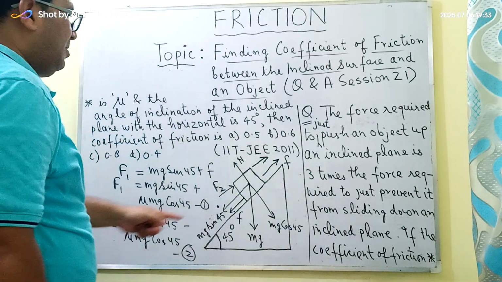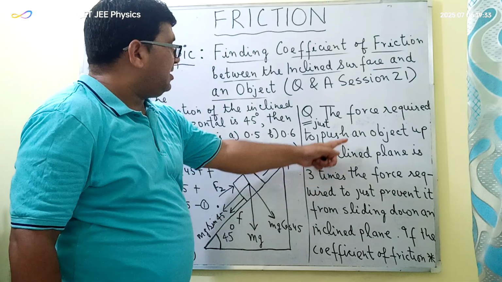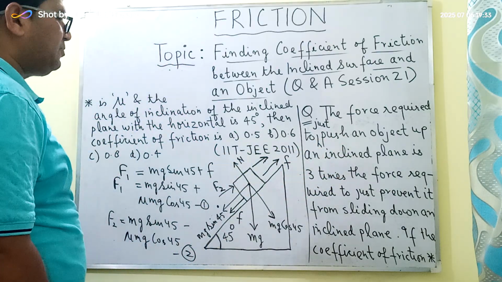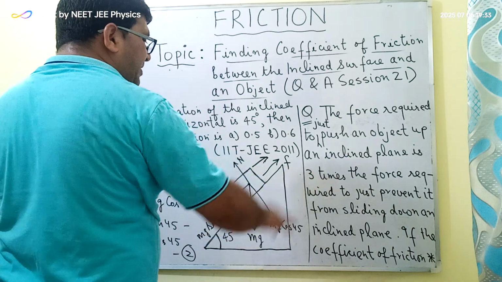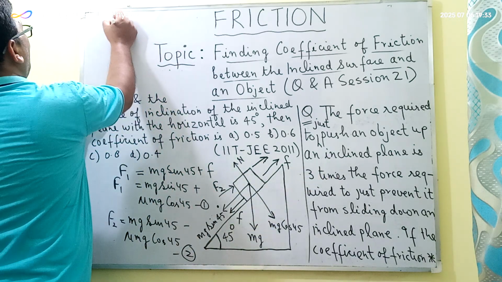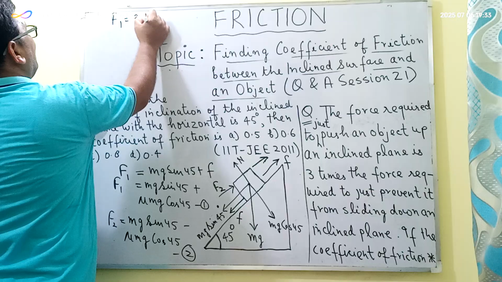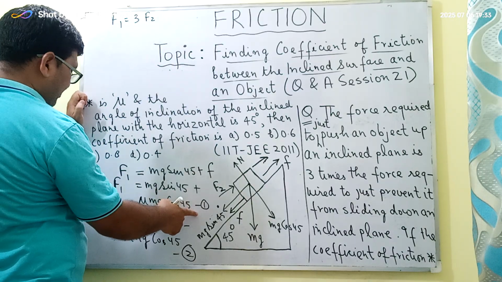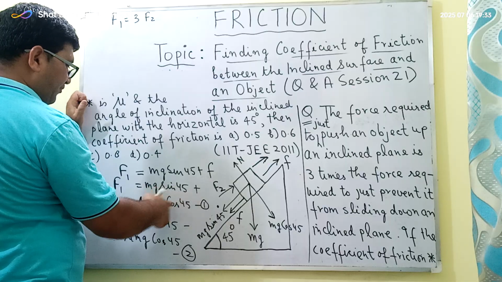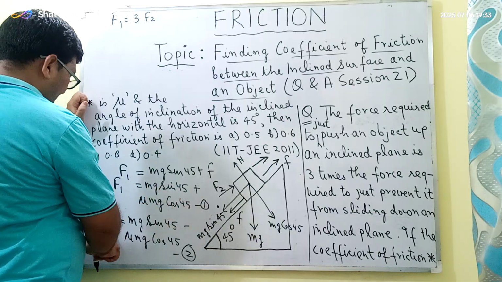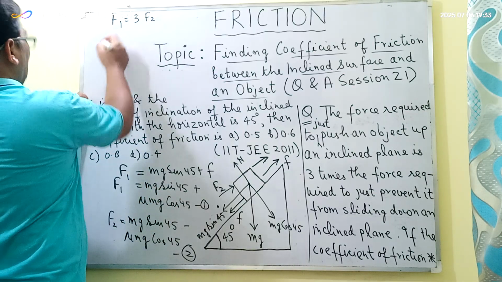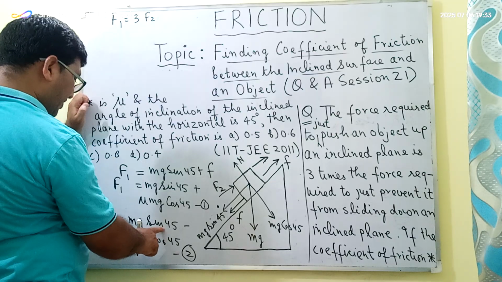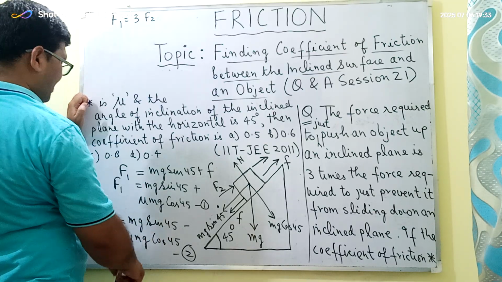So in this question it is written that the force required to just push an object up the inclined plane is 3 times the force required to just prevent it from sliding down. That is, F1 is equal to 3 times F2. Now we have got the equation of F1, which is equal to mg sin 45 plus mu mg cos 45, and from the second equation F2 is equal to mg sin 45 minus mu mg cos 45.